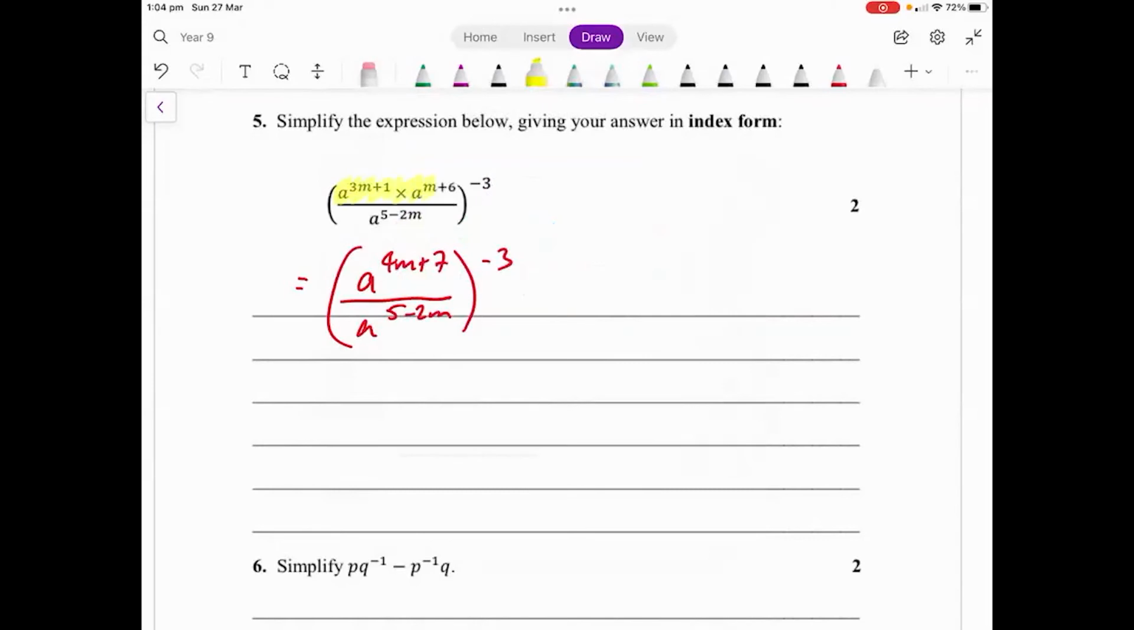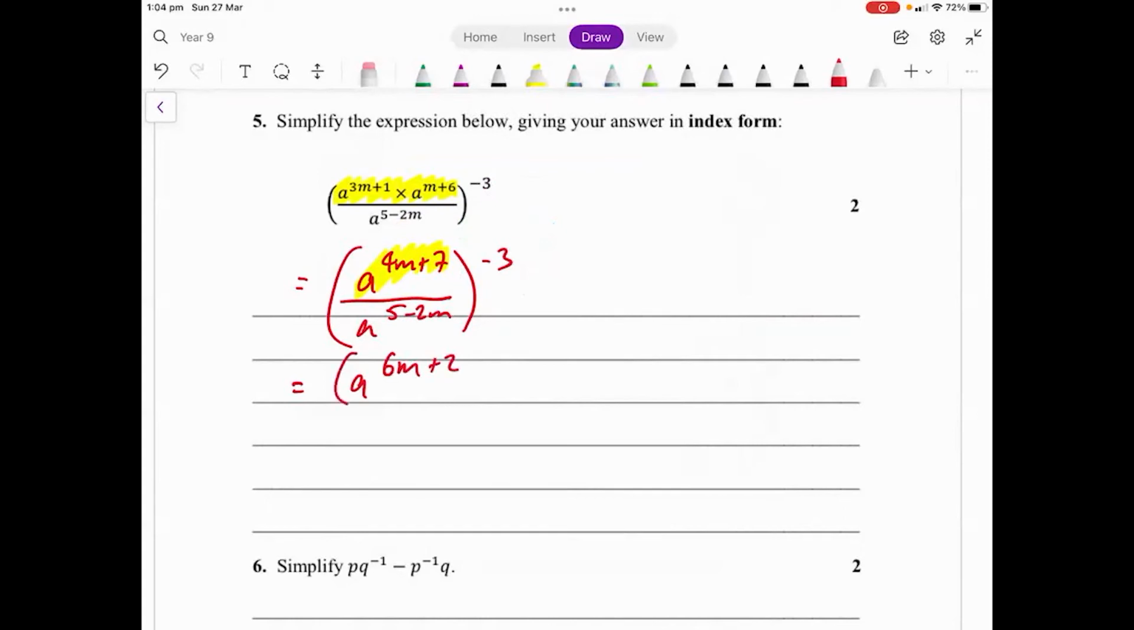Next, I'm going to do the division. Division is a subtraction. So 4m minus minus 2m, that's a plus. So 4m plus 2m is 6m. 7 minus 5, that's 2. So my answer there is a to the power of 6m plus 2.